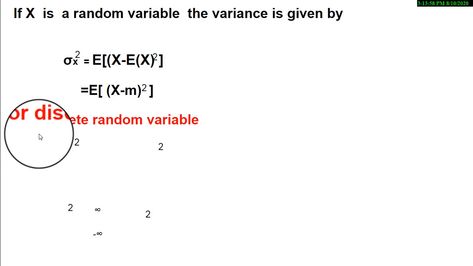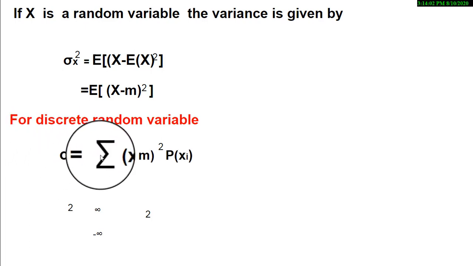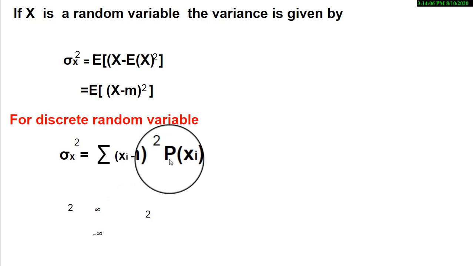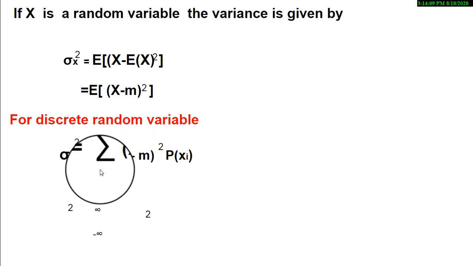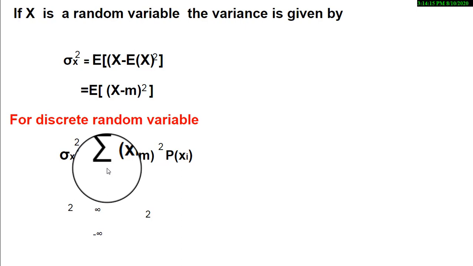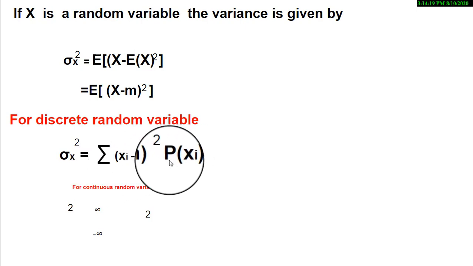For discrete, it is written as sigma square equal to summation of (xi minus m) square into p of xi, where the summation runs from i equal to 1 to n, taking all the values 1, 2, 3, 4 till the nth value. Now this is for the case of discrete.